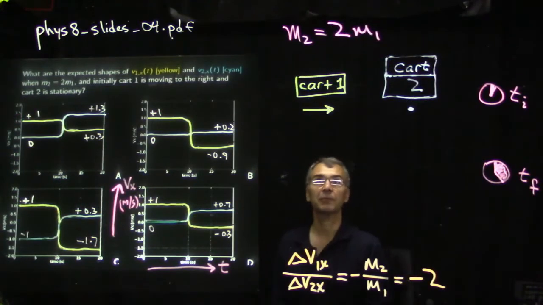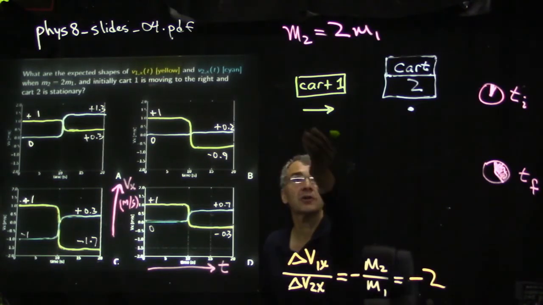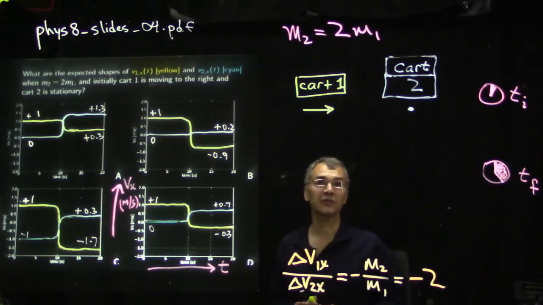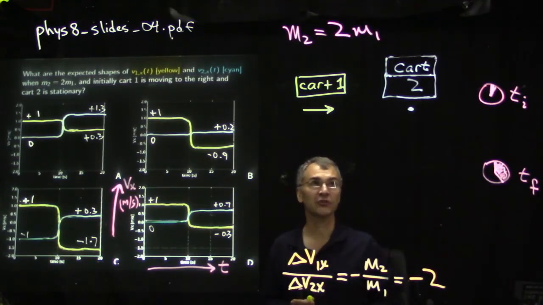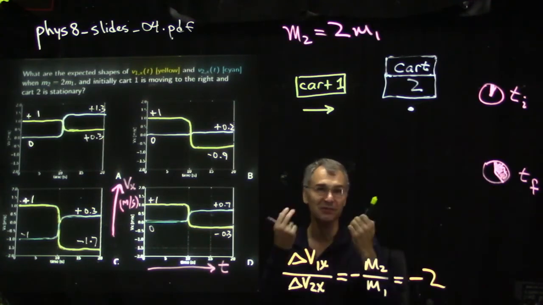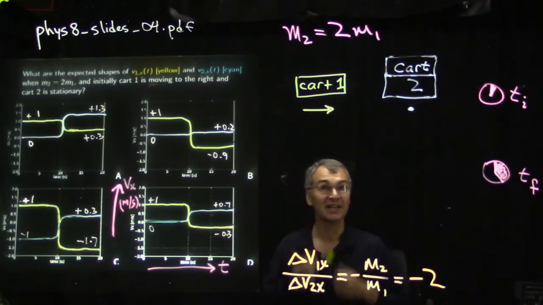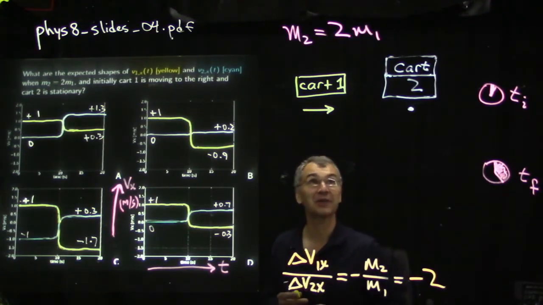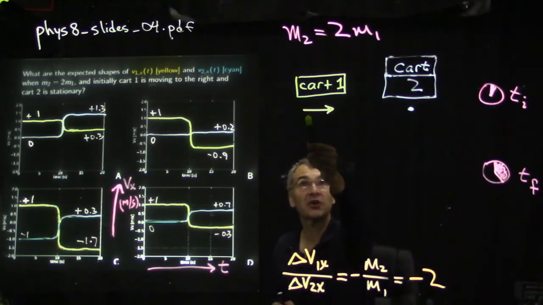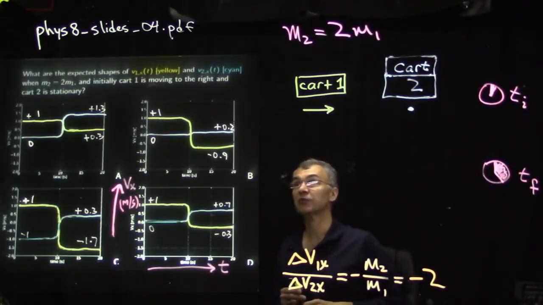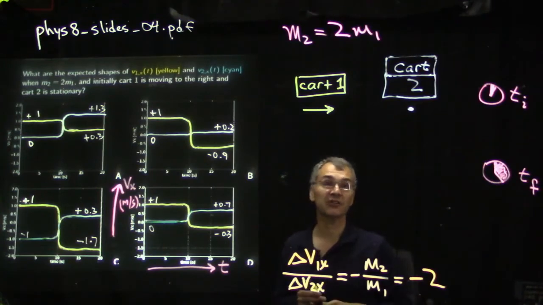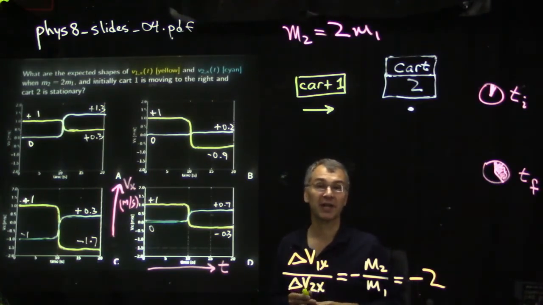For our next example, let's look at a collision between two carts of different masses. So cart 2 will be twice the mass of cart 1. I drew cart 2 a little bigger than cart 1 to make it visually obvious. Again, maybe this is a motion diagram. Cart 1 initially is moving to the right. Cart 2 initially is stationary. The question is, what do we expect after they collide?